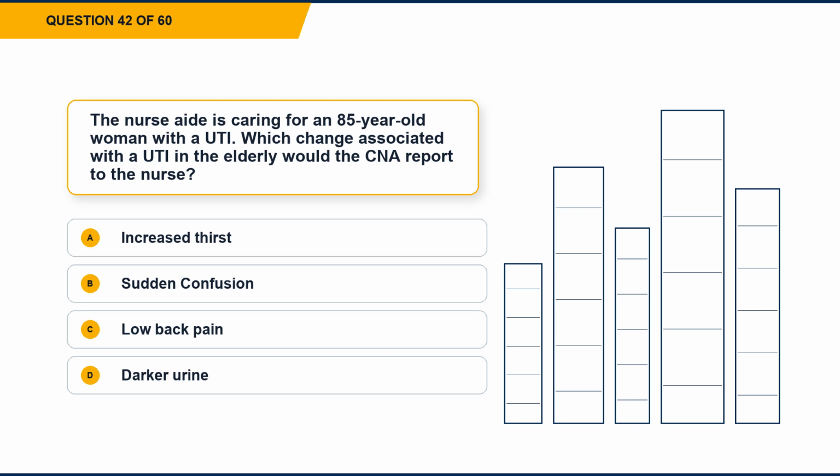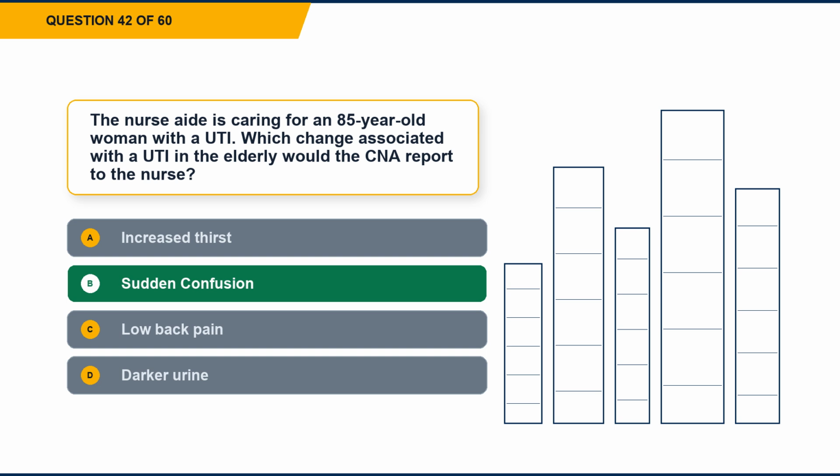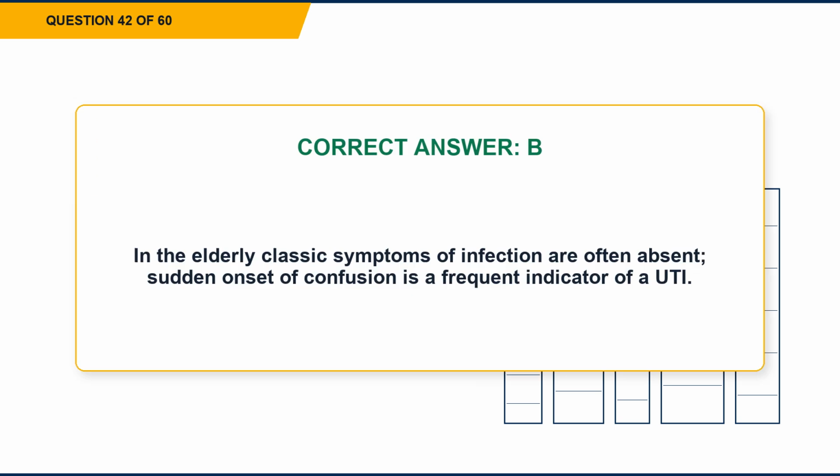Question 42. The nurse aide is caring for an 85-year-old woman with a UTI. Which change associated with a UTI in the elderly would the CNA report to the nurse? Option A. Increased thirst. Option B. Sudden confusion. Option C. Low back pain. Option D. Darker urine. The correct answer is option B. Sudden confusion. Explanation. In the elderly, classic symptoms of infection are often absent. Sudden onset of confusion is a frequent indicator of a UTI.